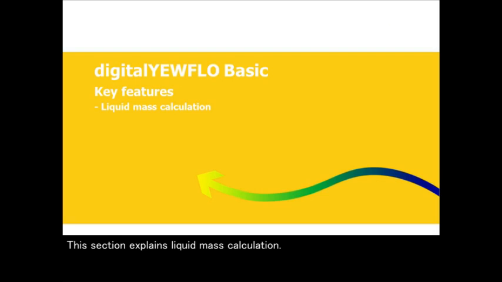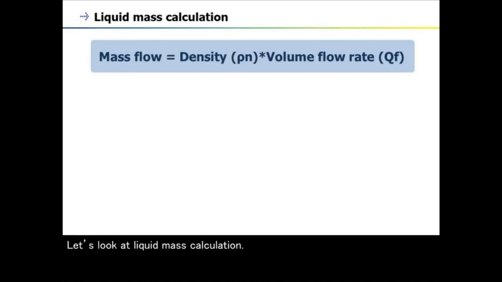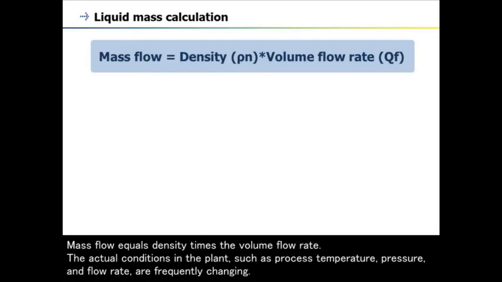This section explains liquid mass calculation. Let's look at liquid mass calculation. Mass flow equals density times the volume flow rate. The actual conditions in the plant, such as process temperature, pressure, and flow rate, are frequently changing.